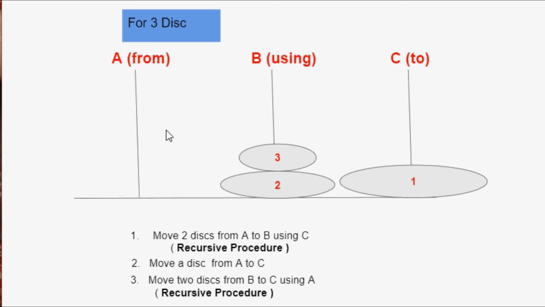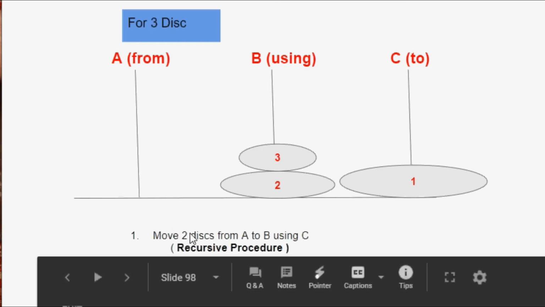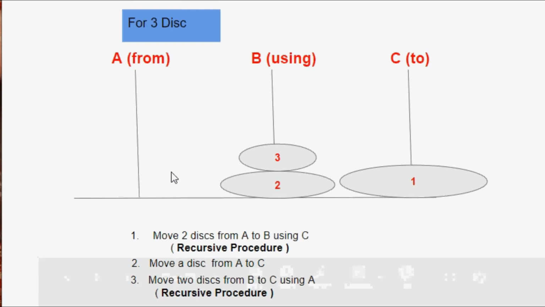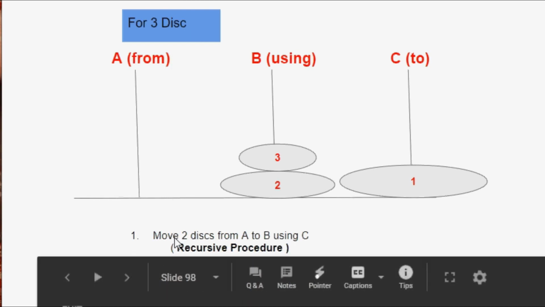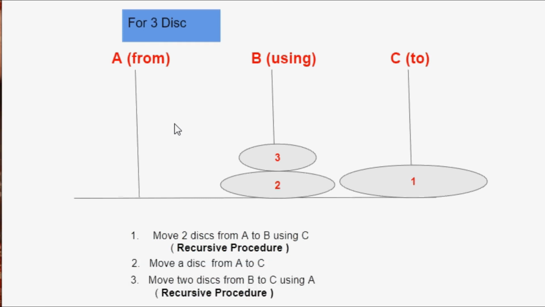So that is why again I have written that move 2 disks from B to C using A, and it is a recursive procedure. Why is it a recursion? Because I am doing the transfer again and again. Now, if I want to generalize, how can I do that? See, if I was having 3 disks, I was saying move 2 disks from A to B. That means if 3 disks, I was moving 2 disks. If there are n disks, how many do I need to move? That is n minus 1.